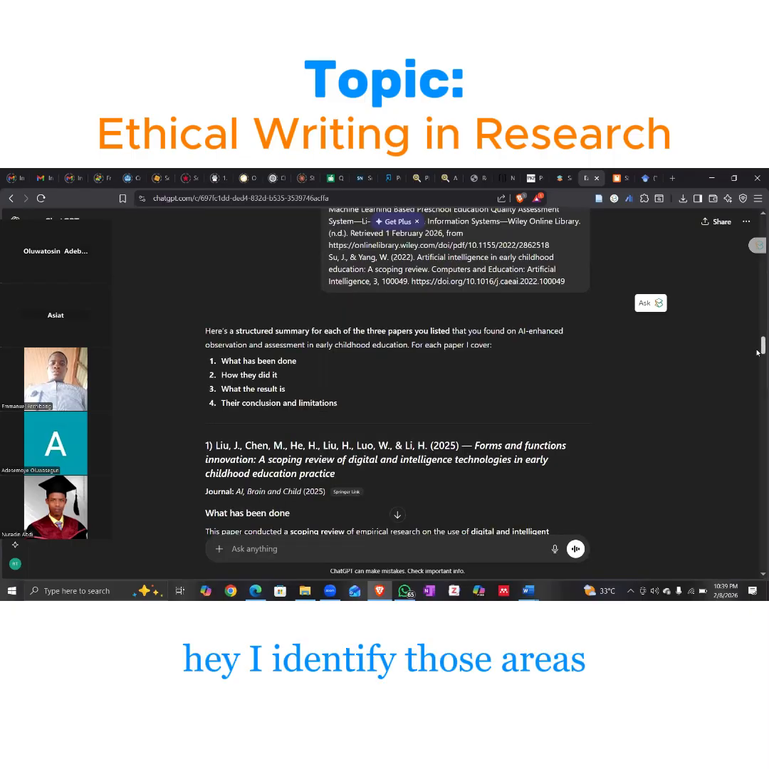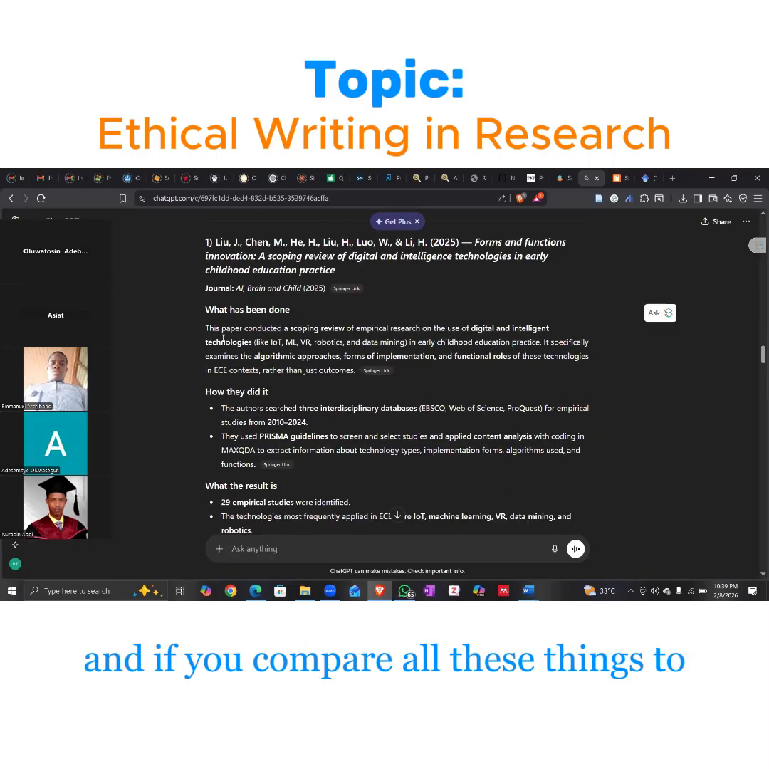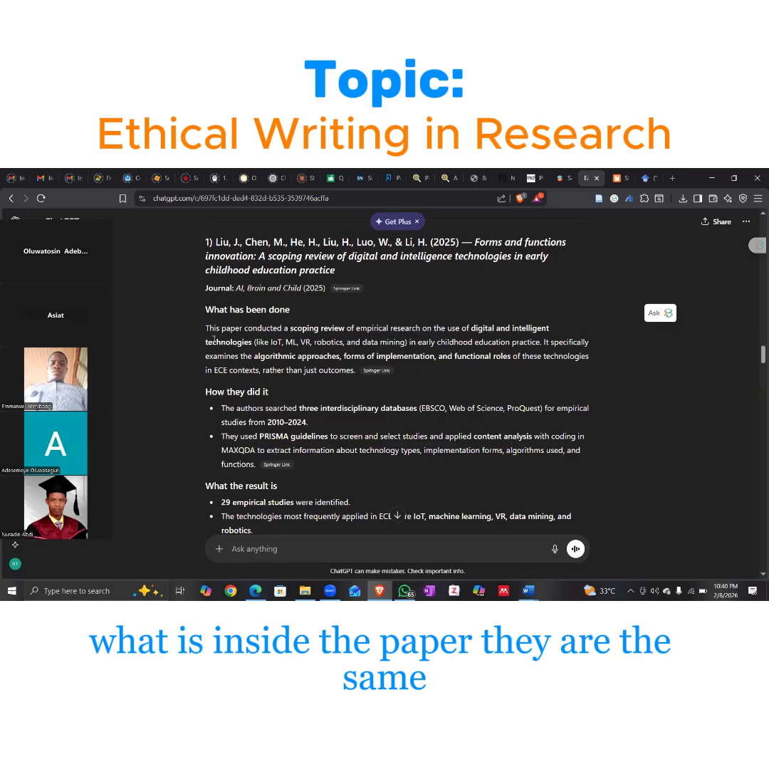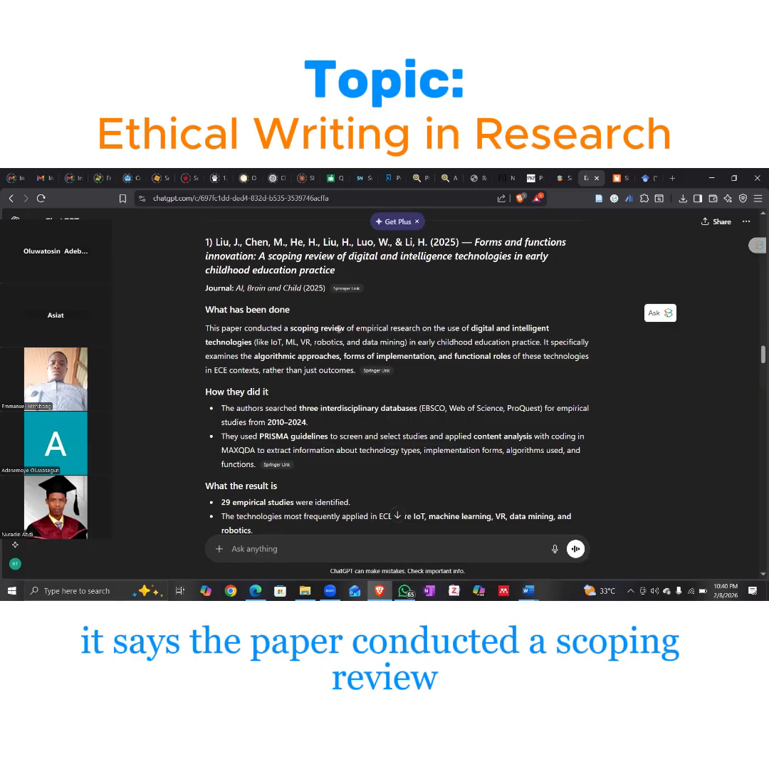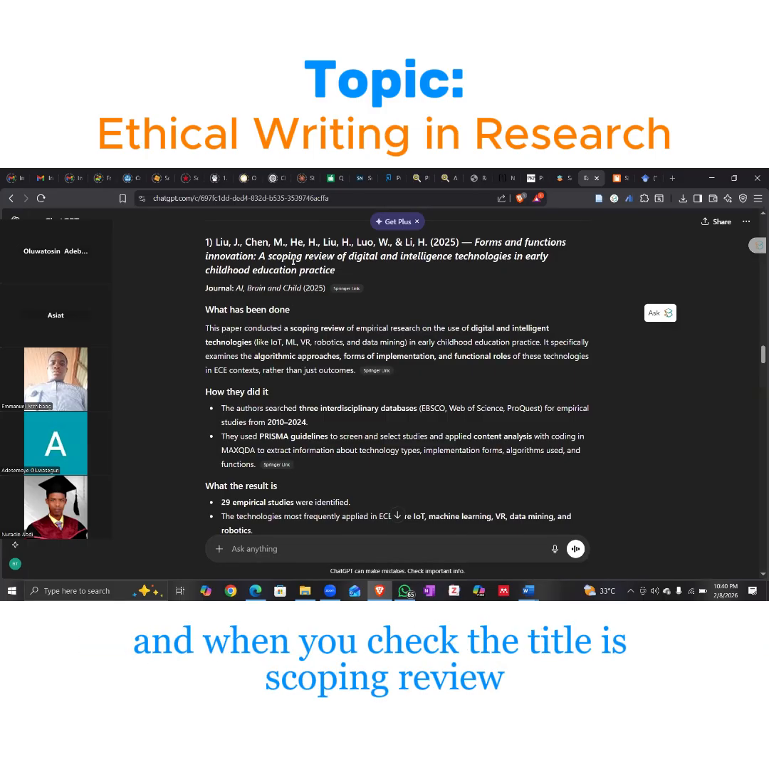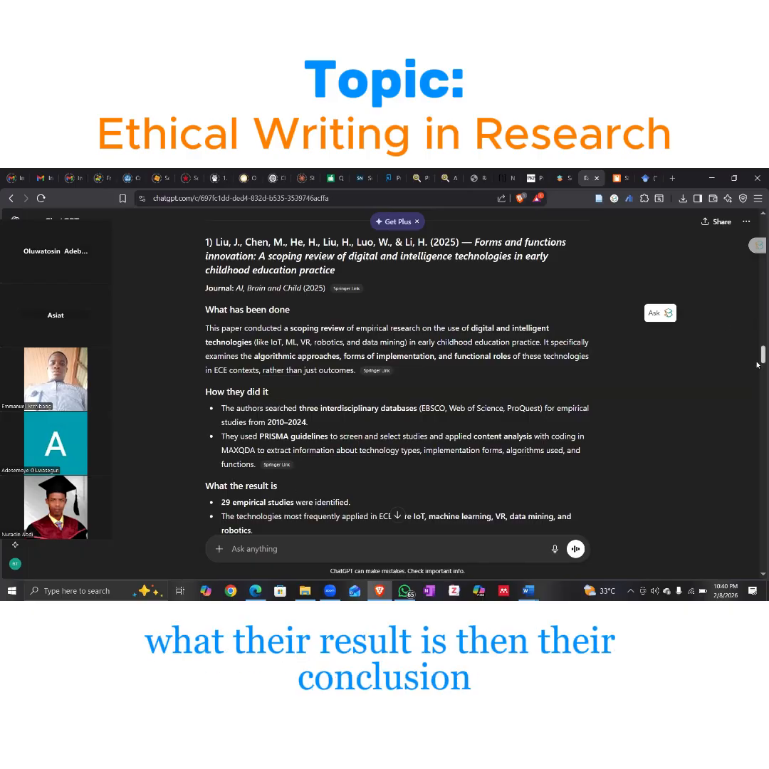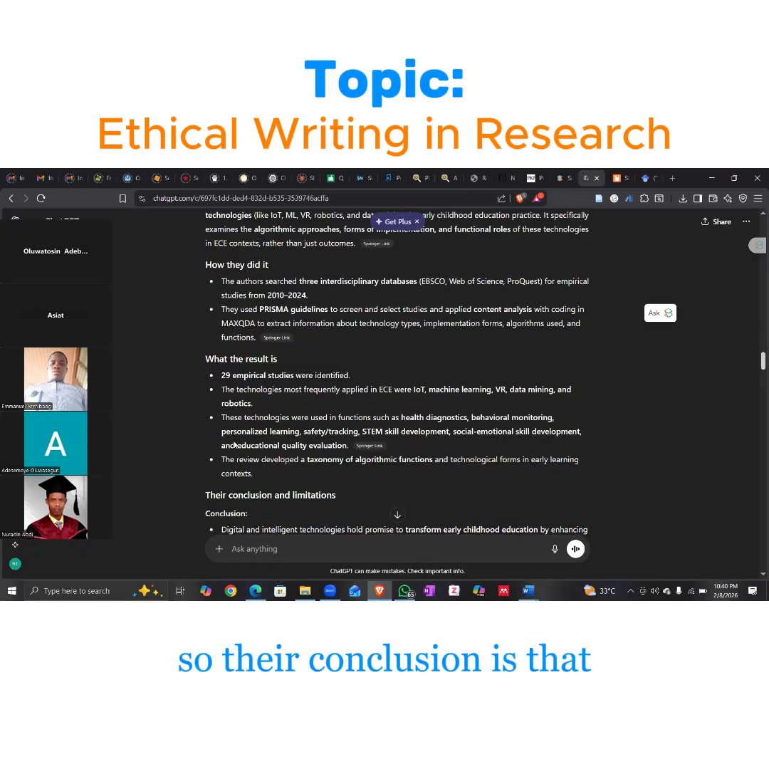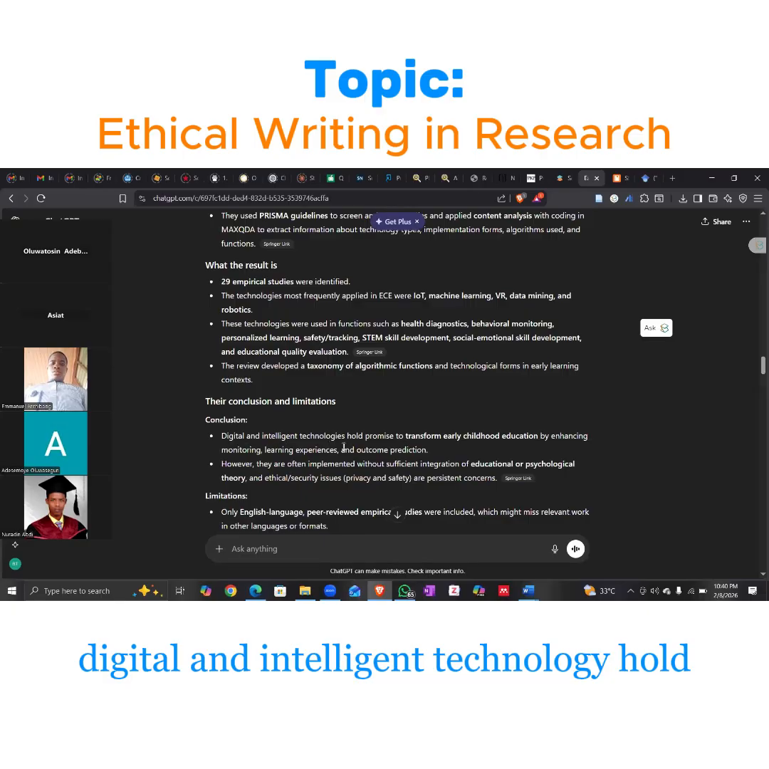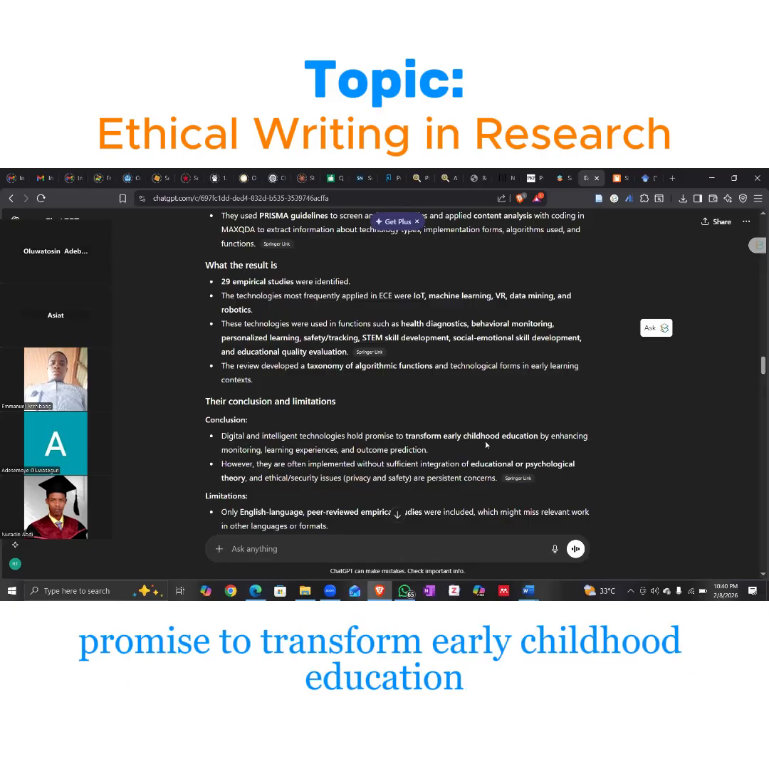AI identified those areas, and if you compare all these things to what is inside the paper, they are the same. It says the paper conducted a scoping review, and when you check the title, it is a scoping review. How they did it, this is it. What their result is, then their conclusion. So their conclusion is that digital and intelligent technology hold promise to transform early childhood education.